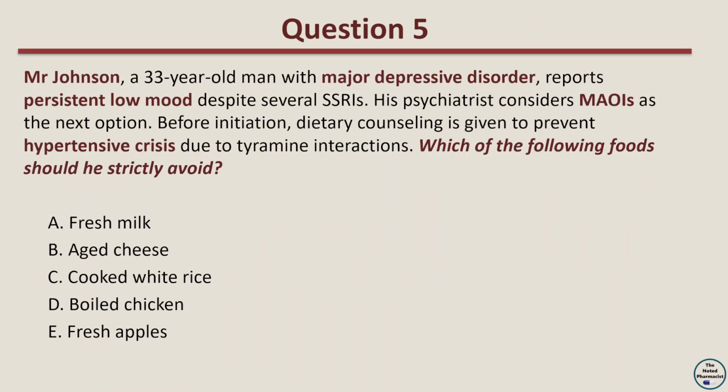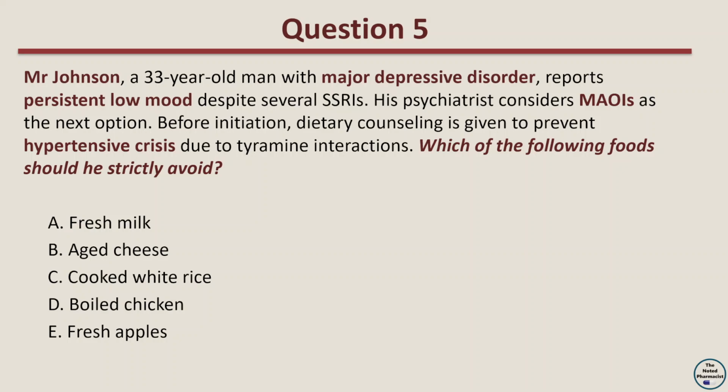Question 5. Mr. Johnson, a 33-year-old man with major depressive disorder, reports persistent low mood despite several SSRIs. His psychiatrist considers monoamine oxidase inhibitors as the next option. Before initiation, dietary counseling is given to prevent hypertensive crisis due to tyramine interactions. Which of the following foods should he strictly avoid?